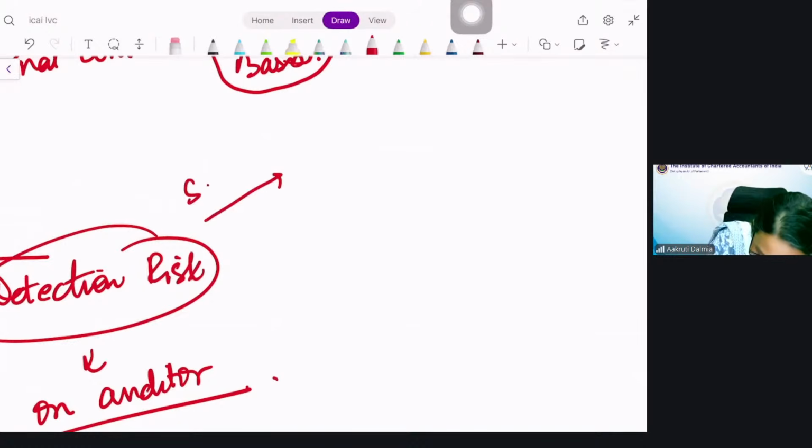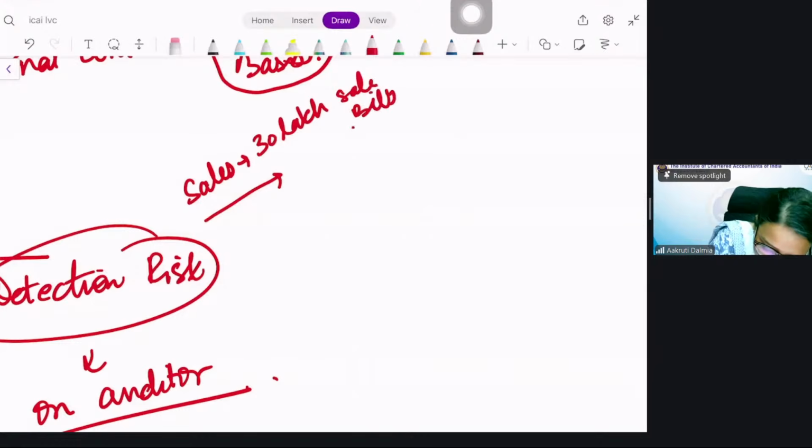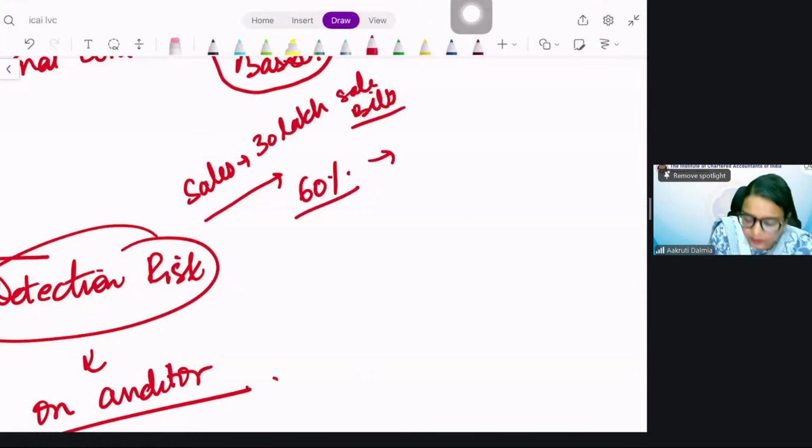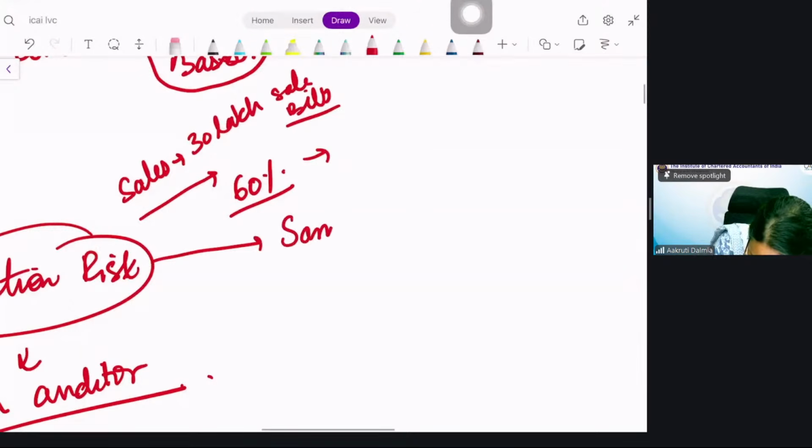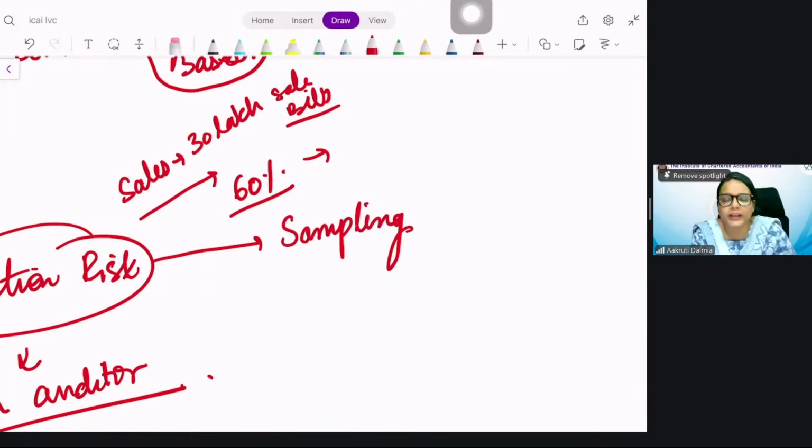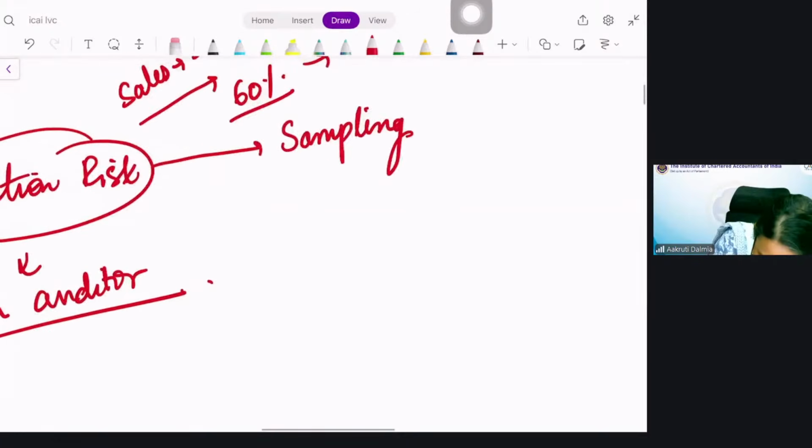Let me explain that to you. Let's say there were 30 lakh sale bills. Out of this, I checked 60%. Is it possible that the 40% that I did not check had some problems, and because of sampling, I didn't detect everything? So I checked 60%, but it's possible that the 40% I did not check had some problems in it. So detection risk can happen due to sampling. But there are other reasons also because of which detection risk is there.